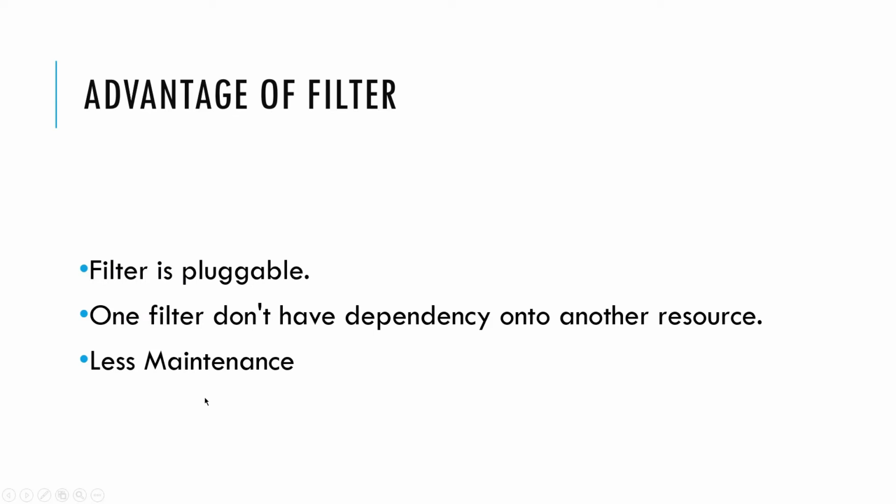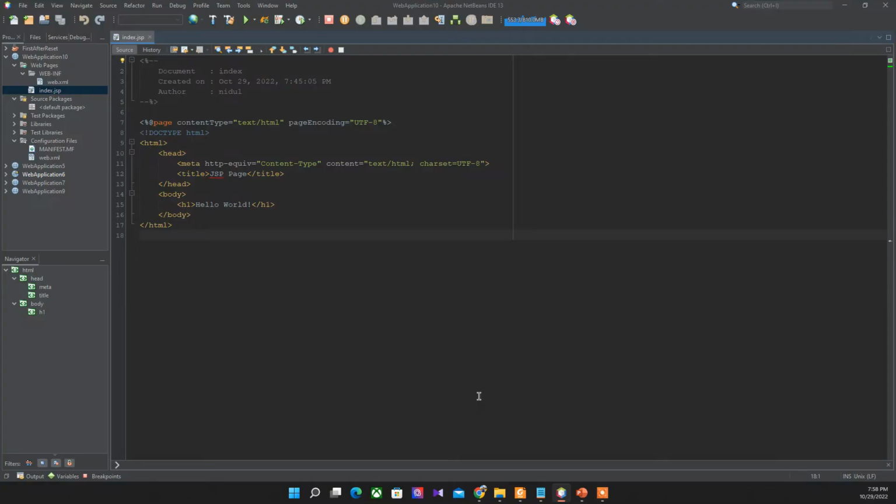Next I'm going to show you some example code of a real-life situation where we can use these filters. So let's move to that part. I have created a new project, and I have created the index.jsp, but I'm going to use another two classes to create the filter class. First I'm going to create those classes.